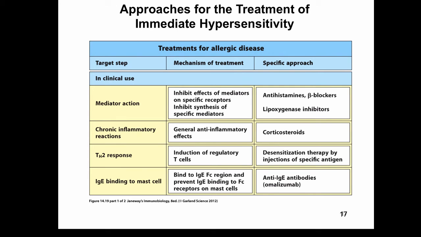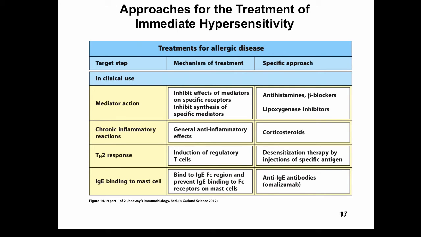You can try and target the Th2 effector response by inducing other types of effector responses, for example regulatory T cells or potentially Th1 effector responses that would also downregulate Th2 responses. This is thought to be the basis for why desensitization therapy by repeated injections of specific antigen is thought to ameliorate allergic symptoms in some individuals.